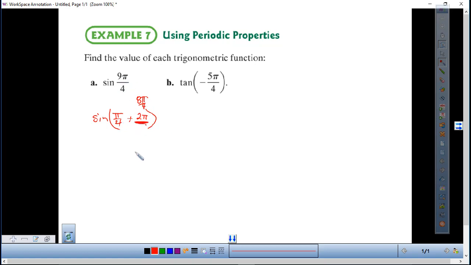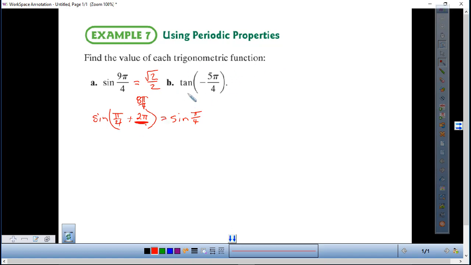But the big thing is the fact that it's 2 pi. Remember, what does that mean? Well, that means that since sine is periodic, the sine of pi over 4 plus 2 pi, or the sine of 9 pi over 4, is equal to the sine of pi over 4. And what do we know the sine of pi over 4 is? It's square root of 2 over 2.